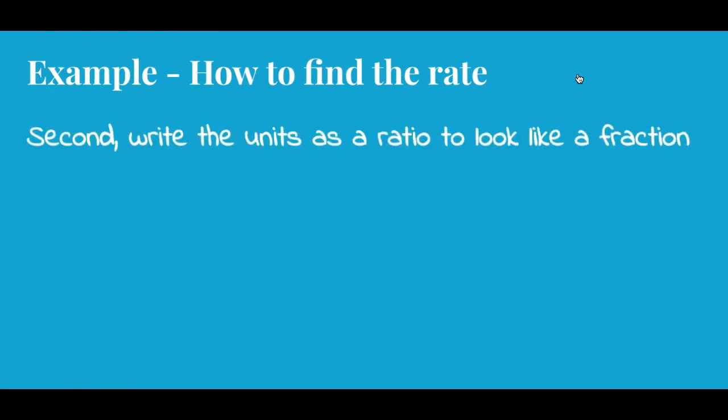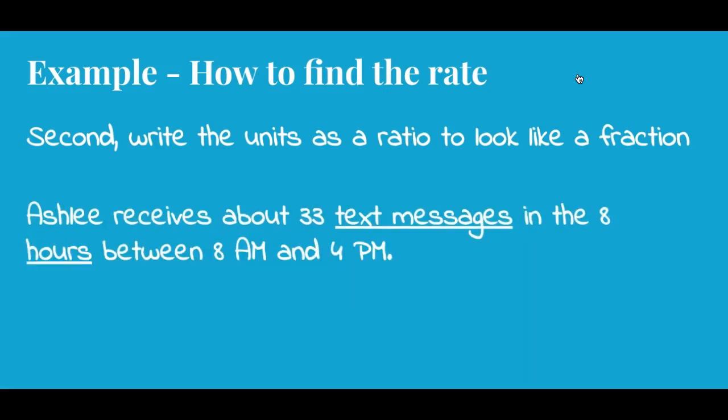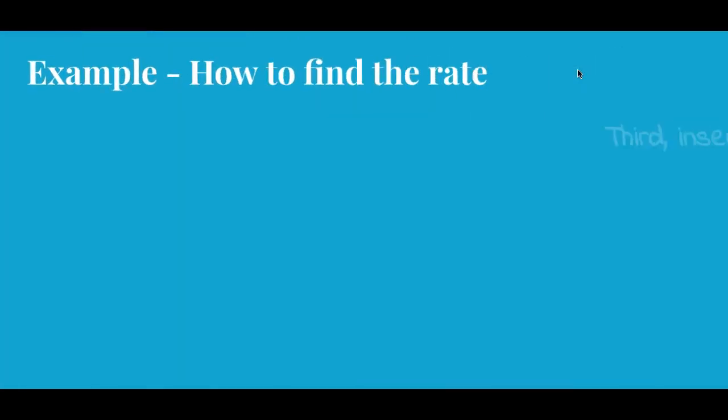So second, we write the units as a ratio. In a ratio, we set it up as a fraction. We know that she got 33 text messages, and we know that that happened in 8 hours. Text messages is going to go on top, and I just told you guys that anytime you see a measurement of time, it goes on the bottom, which is hours.